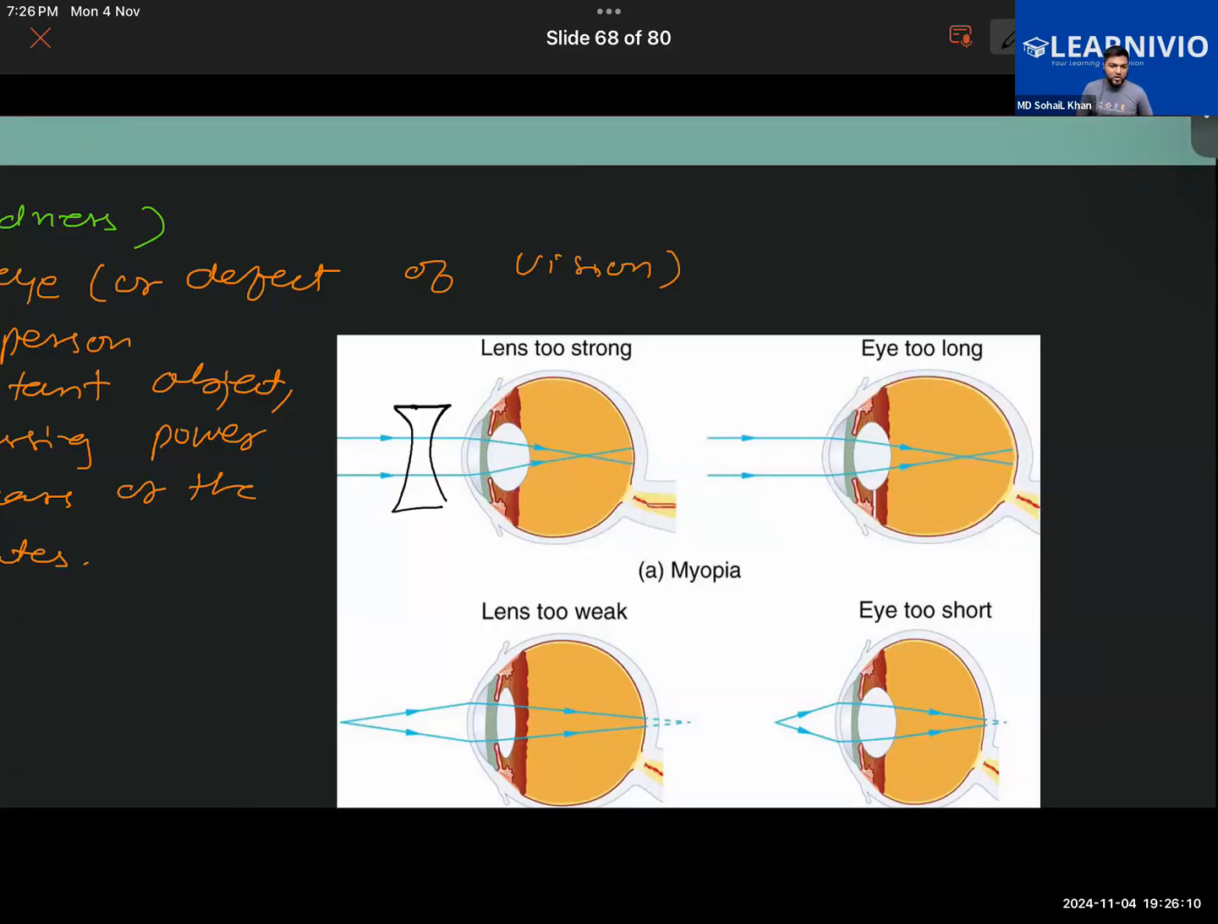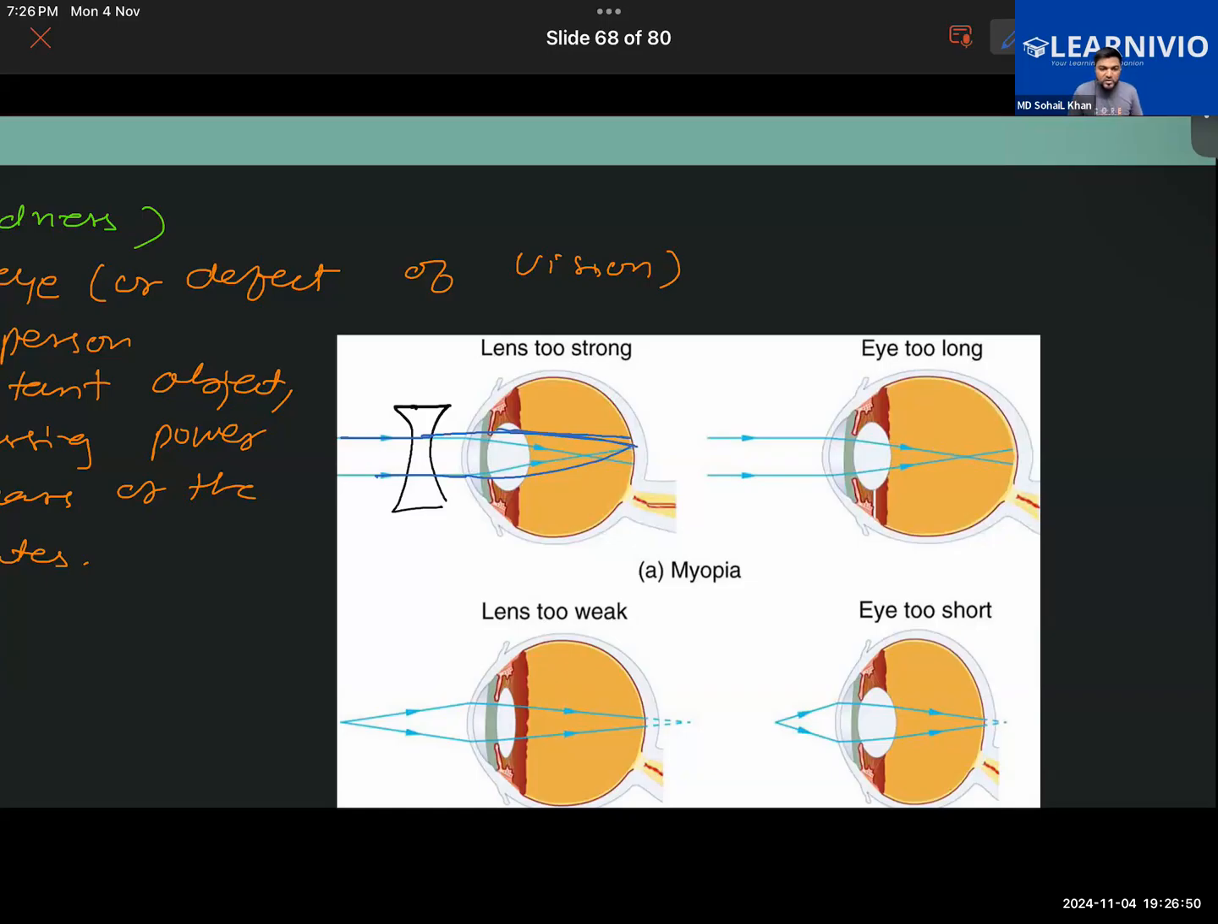Let me explain this. The thing is that concave lenses are diverging lenses, right? They will diverge the rays of light. So the rays of light were incoming like this. If they were to pass by this, they will diverge a little bit like this. Getting what I'm trying to say?